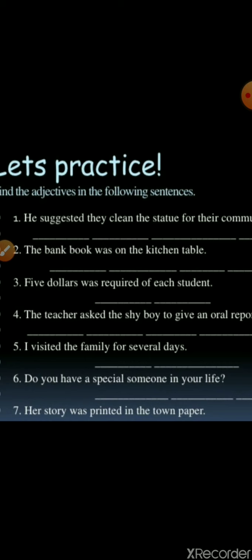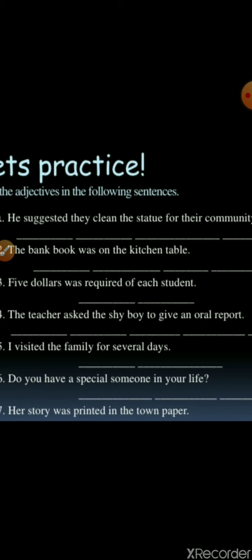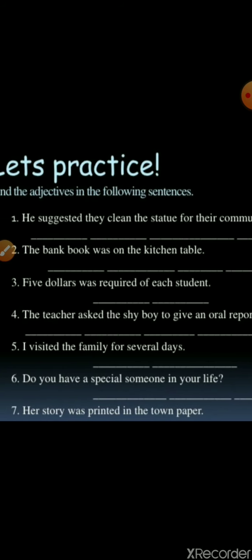The bank book was on the kitchen table. Five dollars was required of each student. The teacher asked the shy guy to give an oral report. I visited the family for several days. Do you have a special someone in your life? Her story was printed in the town paper.